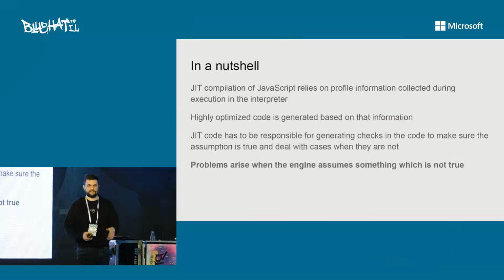So to summarize, for JIT compilation of JavaScript, you rely on profile information that you collect while running in the interpreter. The optimized code is generated based on that information, and the key takeaway is that your JIT code has to be responsible for checking that the assumptions you make actually hold true, otherwise you will have bad surprises. Problems, whether security issues or just random crashes, will arise when the engine assumes something that is not true. And that's the whole game for security researchers looking for bugs in those JIT engines.